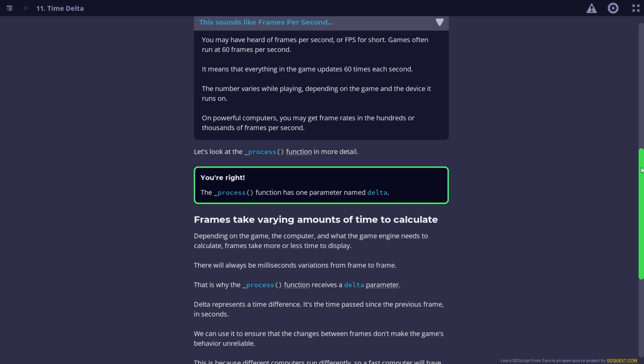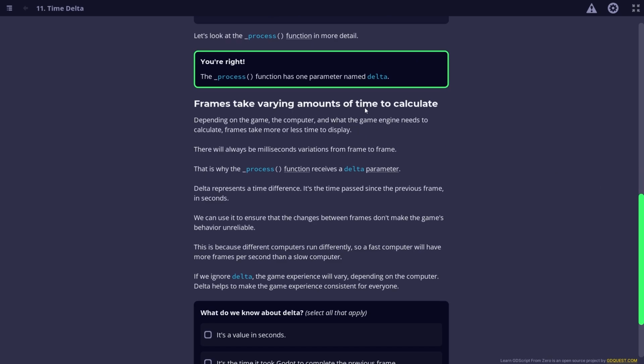So frames take varying amounts of time to calculate. Depending on the game, the computer, and what the game engine needs to calculate, frames take more or less time to display. There will always be millisecond variations from frame to frame. That is why the process function receives a delta parameter. Delta represents a time difference. It's the time passed since the previous frame in seconds.